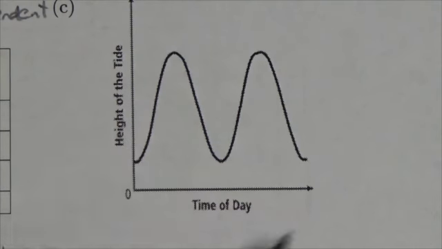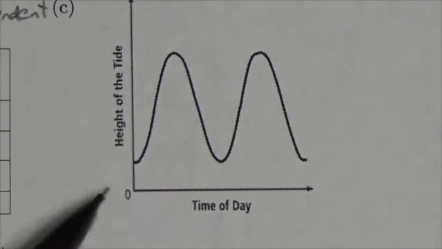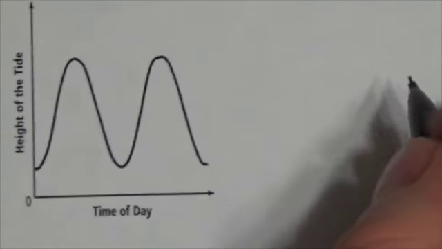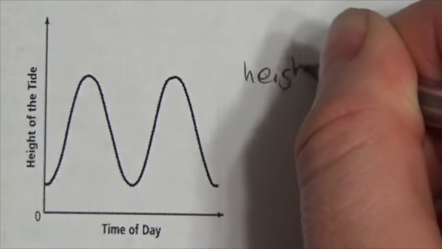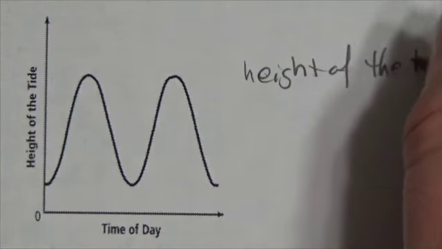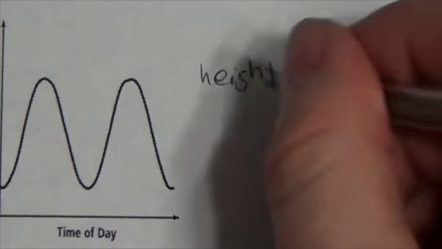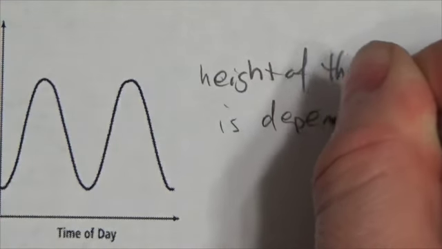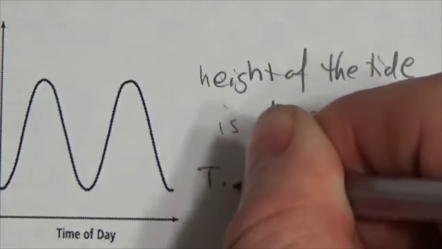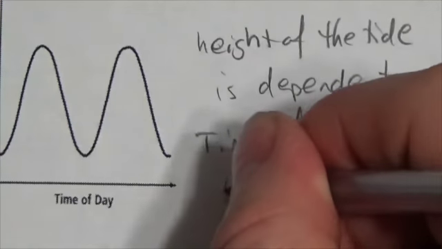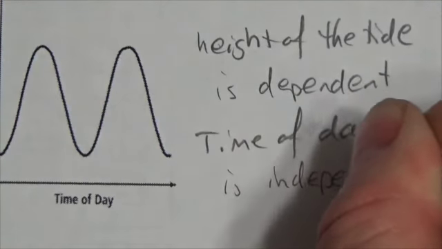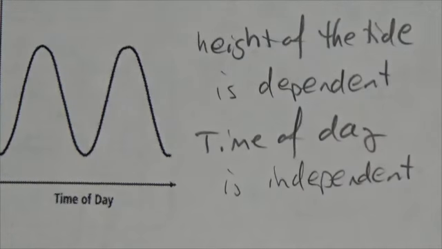And again, just the way we've drawn this out here, remember that we put the independent variable on the horizontal axis, and we put the dependent variable on the vertical axis. So this would tell us, just the way this is drawn here, we know that the height of the tide is dependent, and the time of day, okay, will be independent. Okay, there you go.